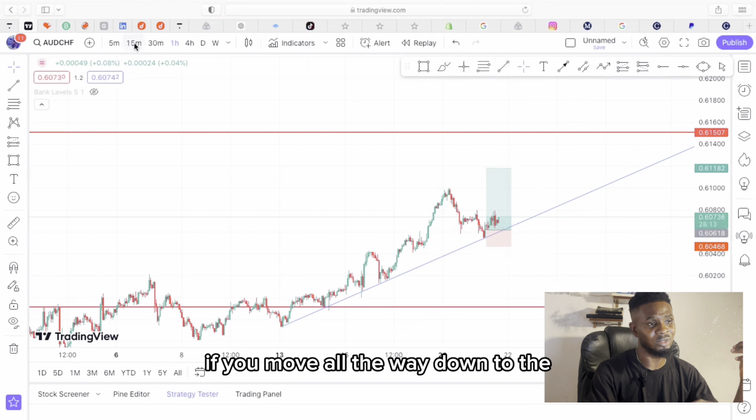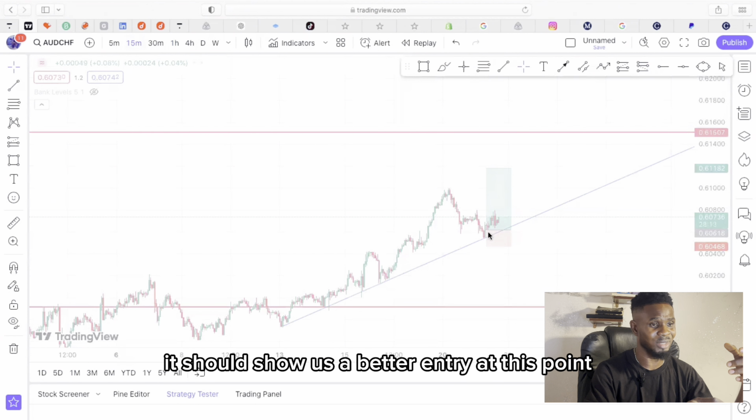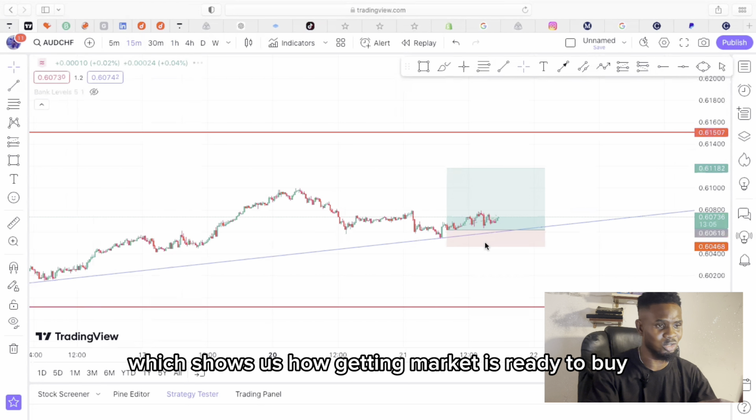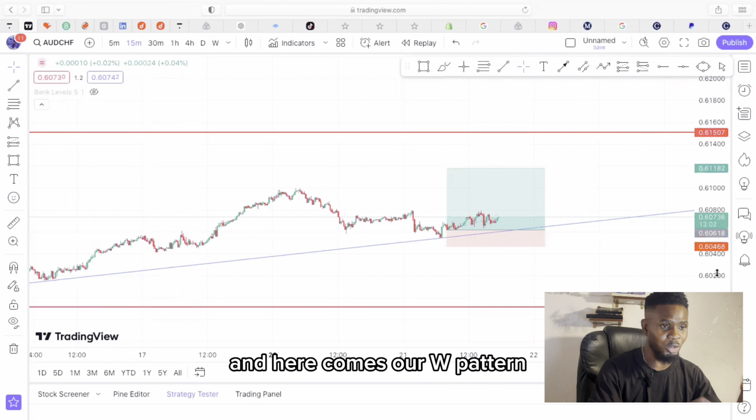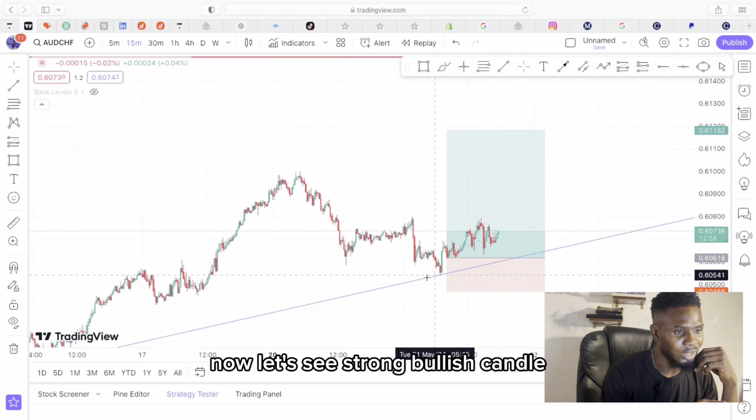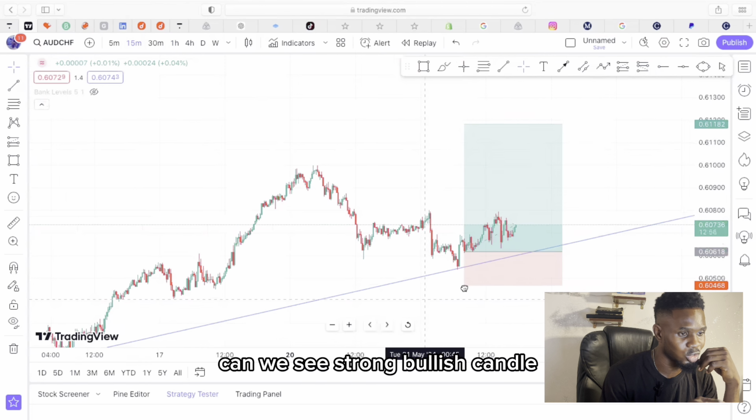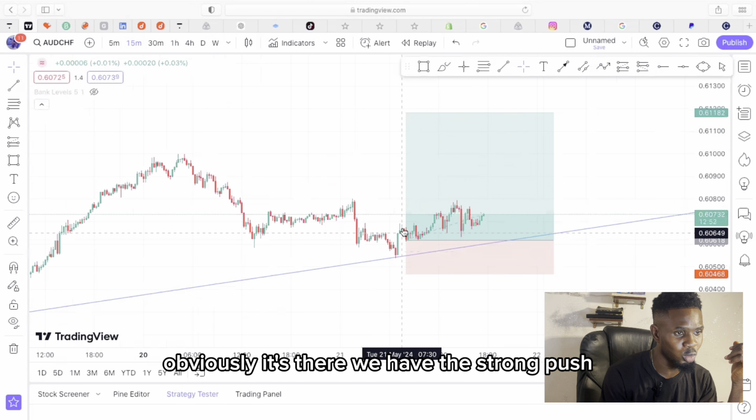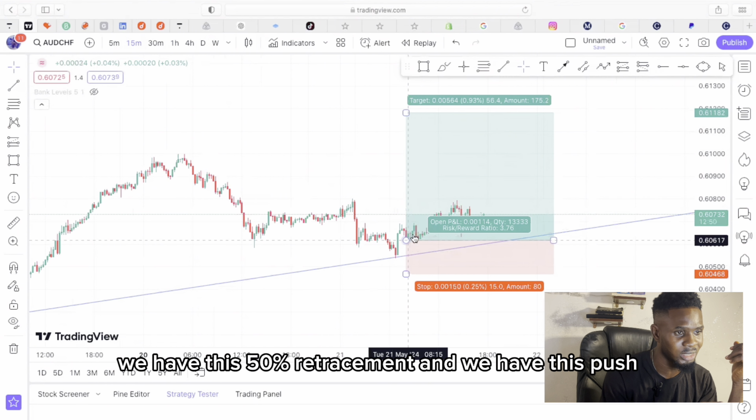If you move all the way down to the 15 minutes time frame, it should show us a better entry at this point. You may most likely even see a W pattern at that level, which shows us that okay, the market is ready to buy. And here comes our W pattern. Now let's see, strong bullish candle. Can we see our strong bullish candle? Obviously it's there. We have this strong push, we have this 50% retracement, and we have this push.